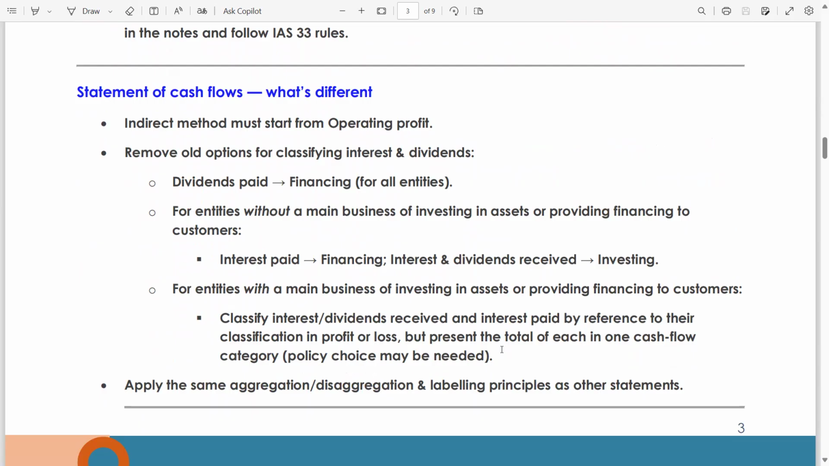For entities with a main business of investing in assets, meaning addition of PPE, or providing financing to customers, classify interest and dividends received and interest paid by reference to their classification in profit or loss, but present the total of each in one cash flow category. Policy choice may be needed. Then you have to think about their specified head. Apply the same aggregation, disaggregation, and labeling principles. Now, this standard is more focused on the labeling.